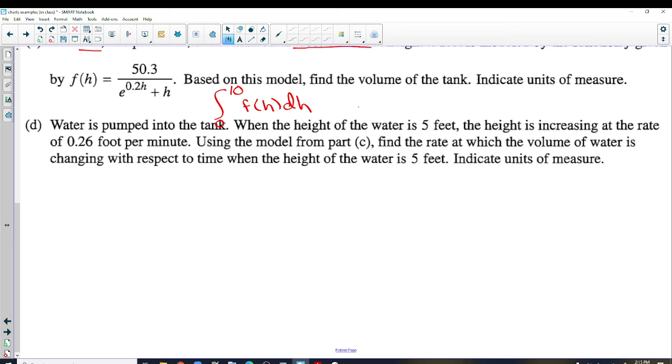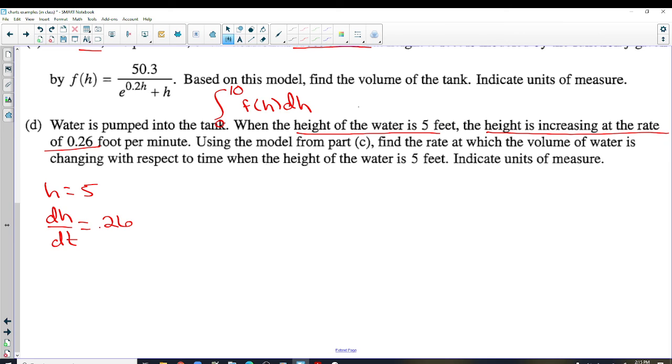What could I write for, let's say, when the height of the water is 5? What do you think I could write? H equals 5, right? For height, let's go H. What could I write for height is increasing at the rate of 0.26? Beautiful. Love it. dh dt. You must have a heck of a teacher. Oh, wait, that's me.